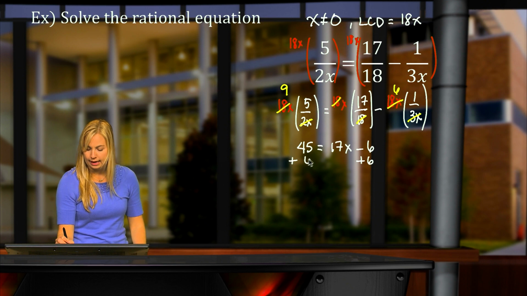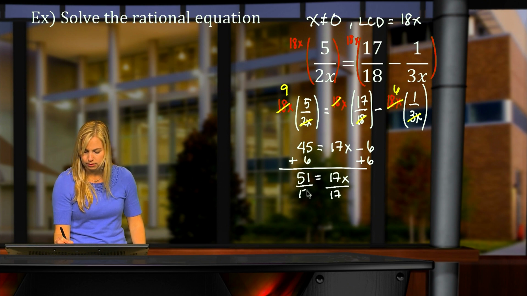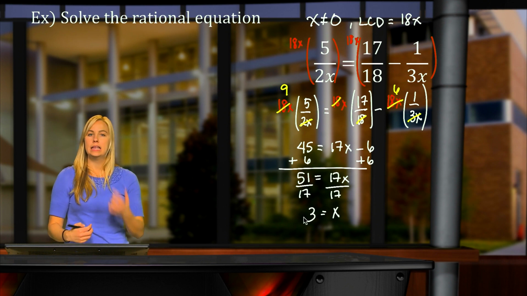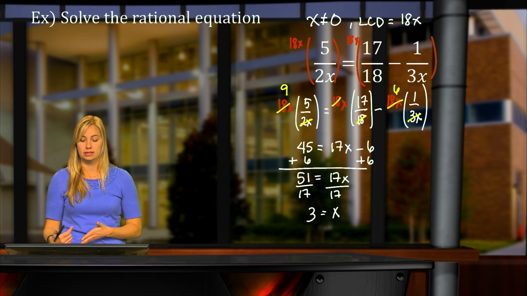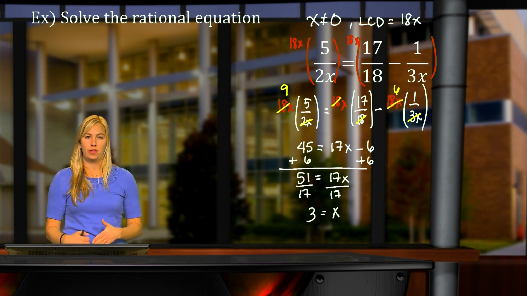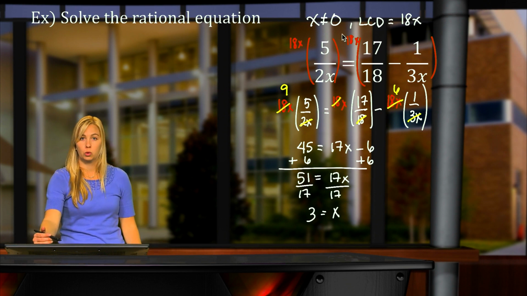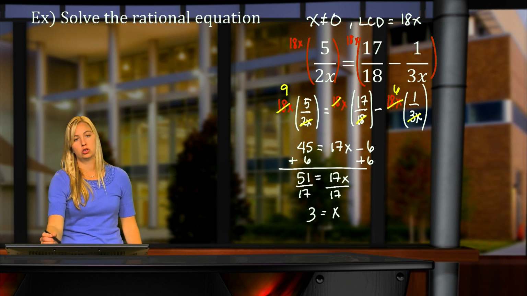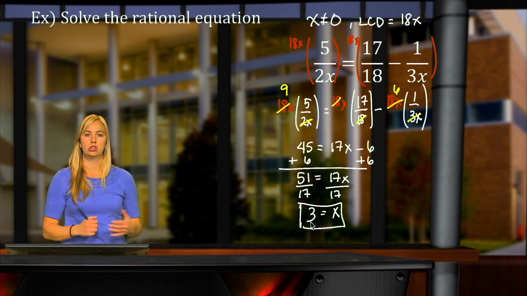Add 6 to both sides. 51 = 17x. Divide both sides by 17. x = 3. Now, in this particular example, we want to start illustrating the checking of our solutions. We got a solution of x = 3. What we want to do is make sure that our solution doesn't contradict what our restrictions were. I had originally a restriction that x cannot equal 0. Since that is not the solution I got, my solution is okay.